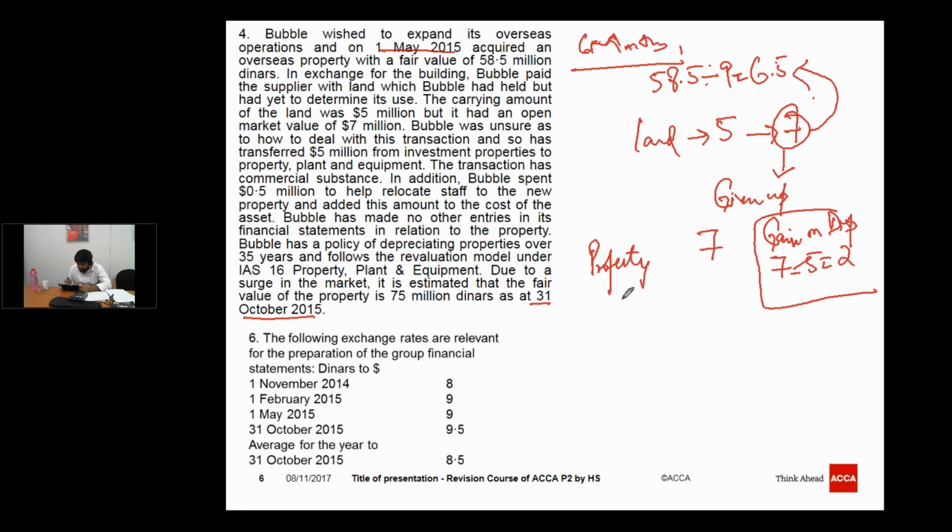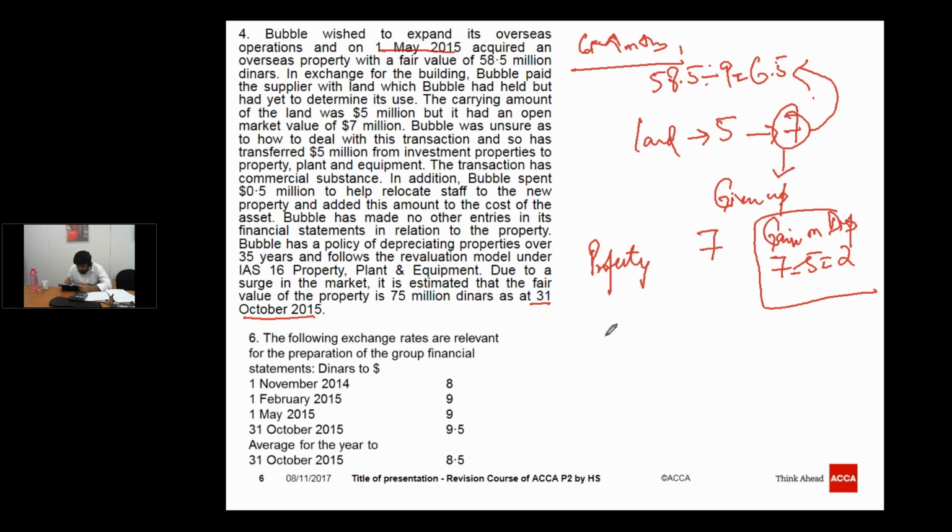So for this property that we have acquired on 1st May 2015, Bubble was unsure as to how to deal with the transaction and has transferred 5 million from the investment property to property, plant and equipment. The transaction has a commercial substance.